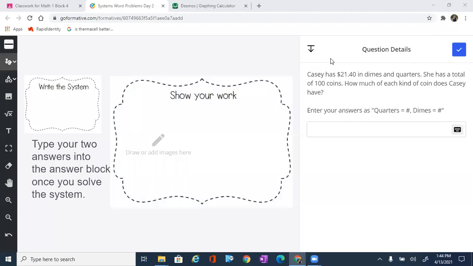So it says Casey has $21.40 in dimes and quarters. She has a total of 100 coins. How much of each coin does Casey have?